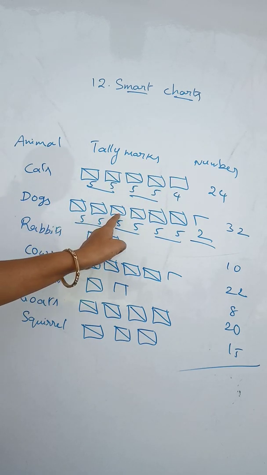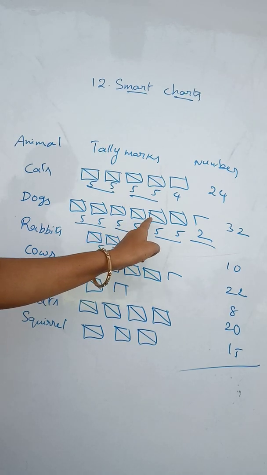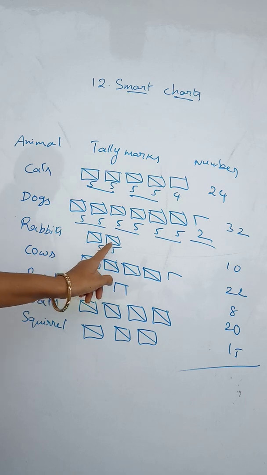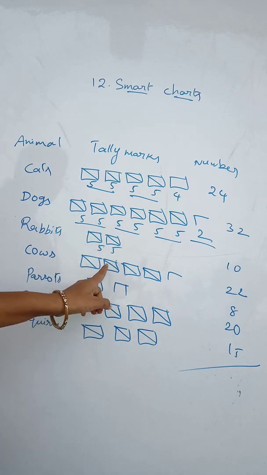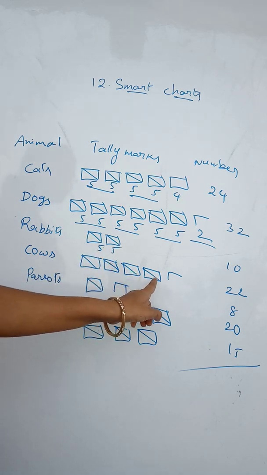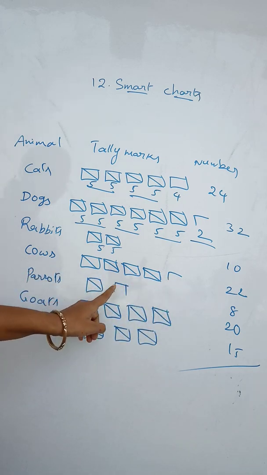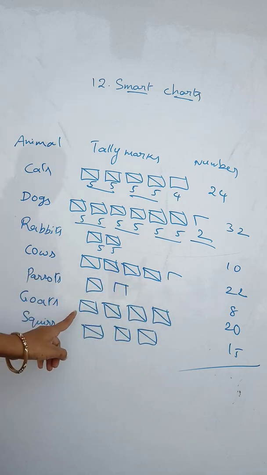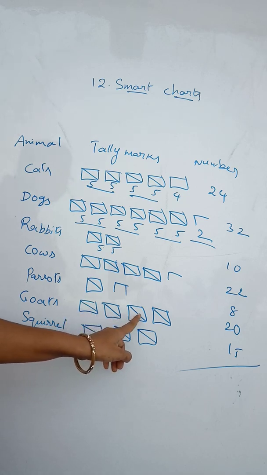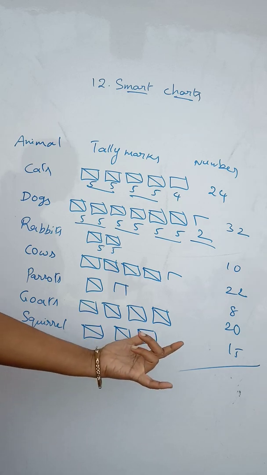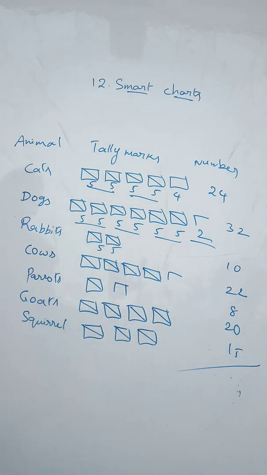5, 5, 10, 10, 5, 15, 15, 5, 20, 25, 30, plus 2, 32. Rabbits 5, 5, 10. Here see cow 5, 5, 10, 15, 20, 22. 2 lines we have, so 22. 5 and 3 lines we have, 8. Here see 1, 2, 3 fives, so 15.